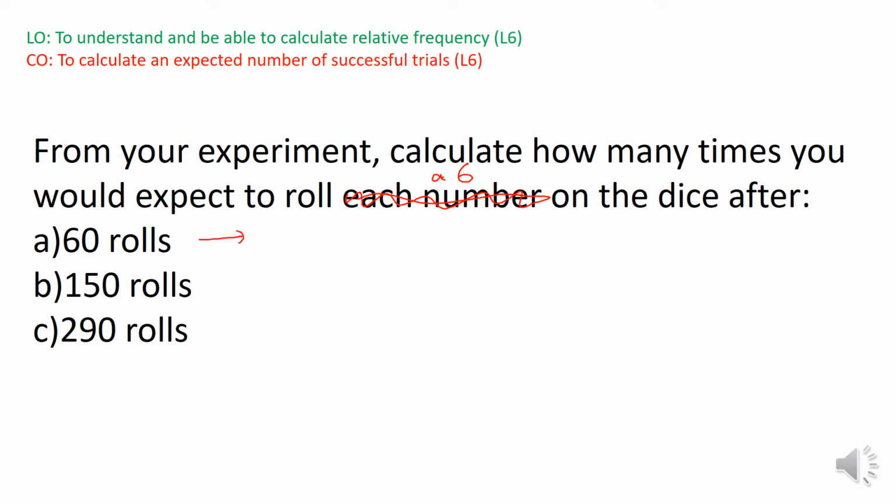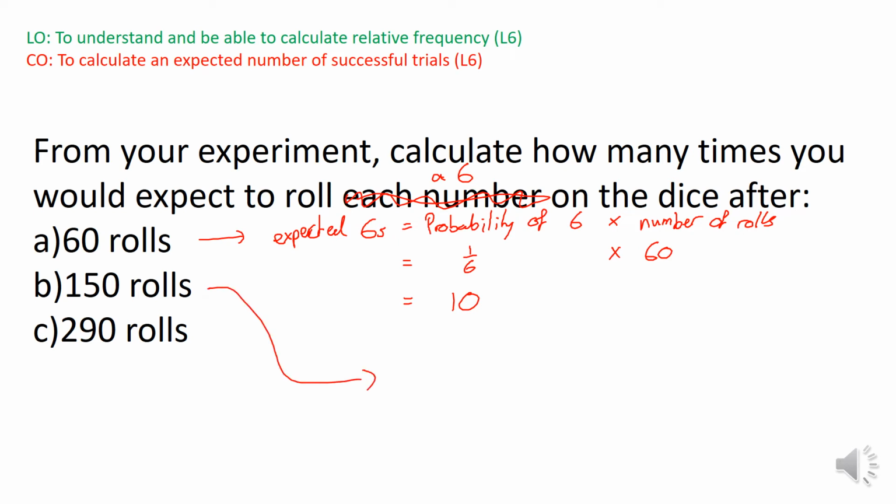Okay, so using our formula, expected 6s is the probability of a 6 times the number of trials, so the number of rolls. So we do the probability of getting a 6, which is a sixth. The number of rolls we did was 60. So we've got a sixth times 60, which is 10. So our expected number of 6s is 10.